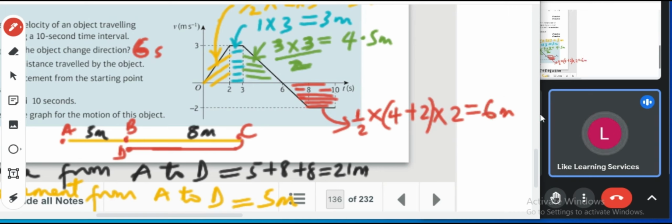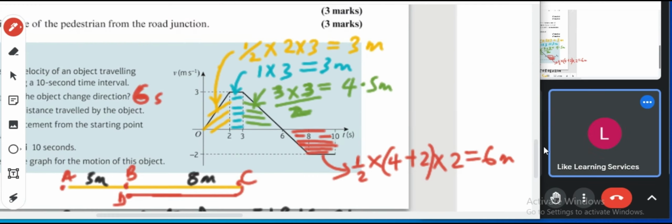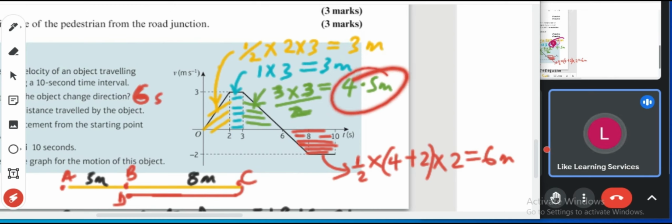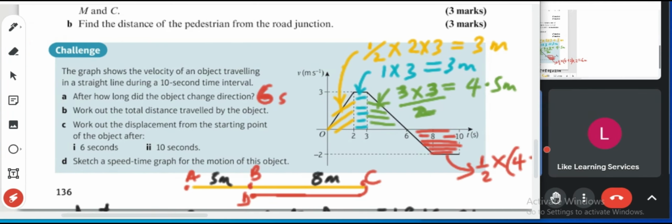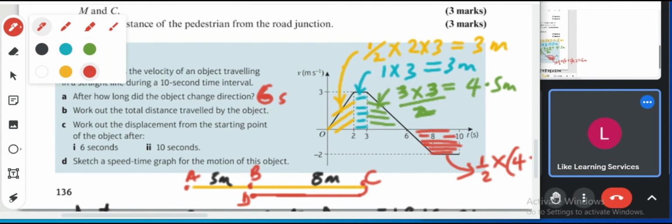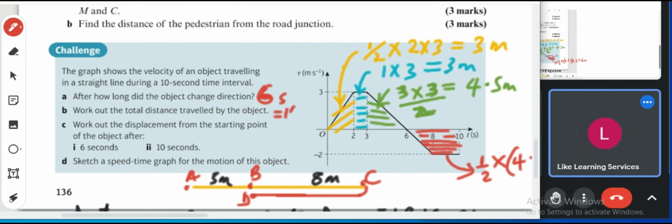So the total distance is 6 plus 3 plus 3, that's 12, plus 4.5, that's 16.5. Am I right? 16.5. So this gives 16.5 meters.